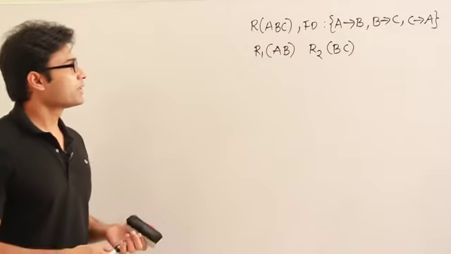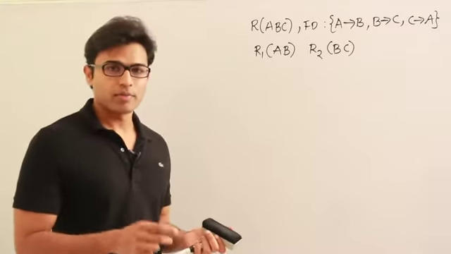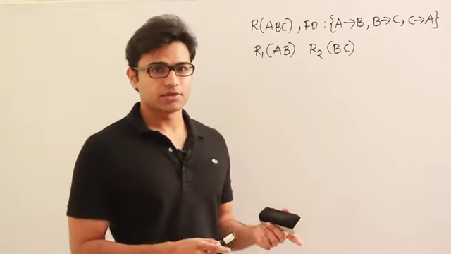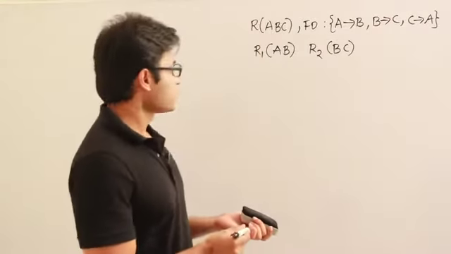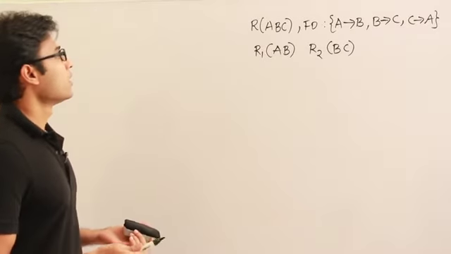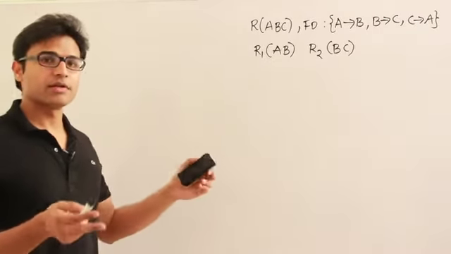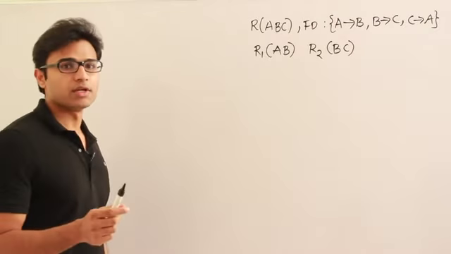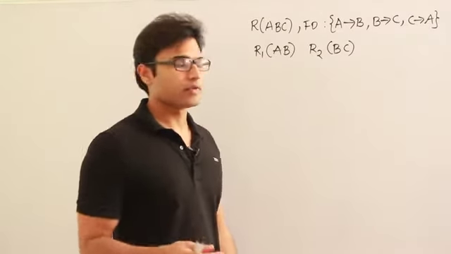In this example, let's observe if both the properties are holding or not. The two properties are lossless decomposition and functional dependency preserving. So let's see if lossless decomposition is holding or not. What I mean by lossless decomposition is, whenever you decompose it, we should not get any spurious tuples. How is it possible? If the common attribute is a key on one of them, right?